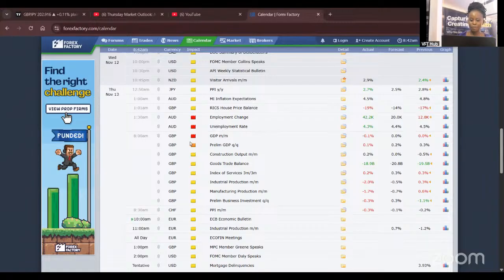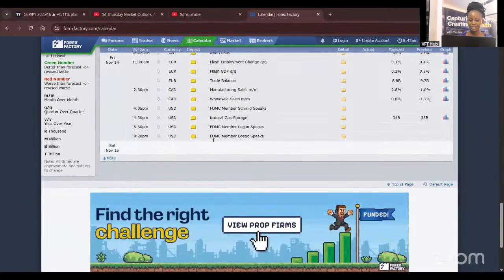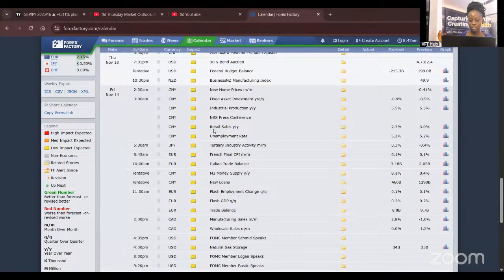So employment change and unemployment rate is what I focused on. There's also another one on the pound, but I didn't touch on pound because we did not analyze pound this morning. So for me, I focused mainly on high impact news releases and sometimes on medium impact. But these barely shift, they don't create as much move in the market. So most times I focus on red. In fact, a lot of the times I focus on red alone. Okay, so that's pretty much it.